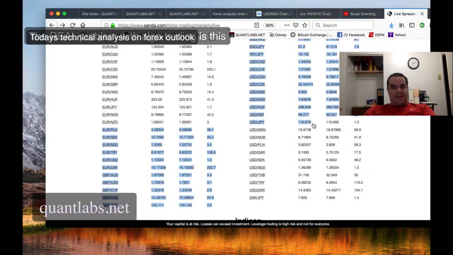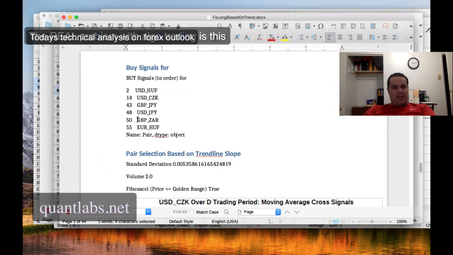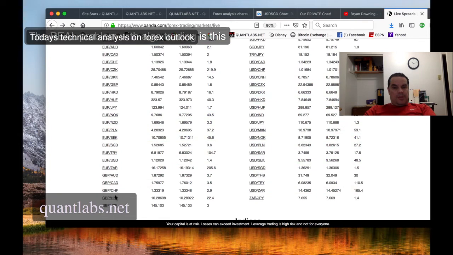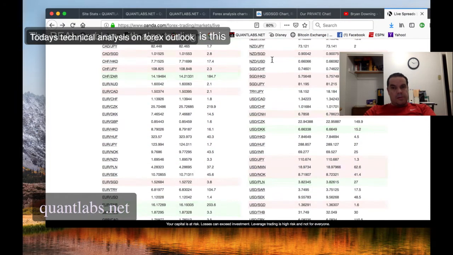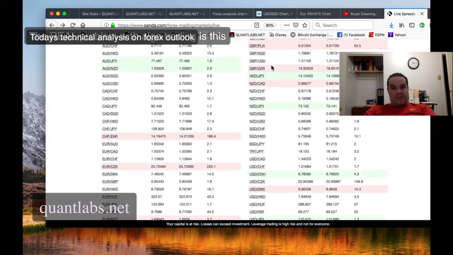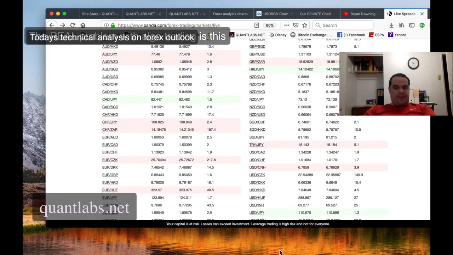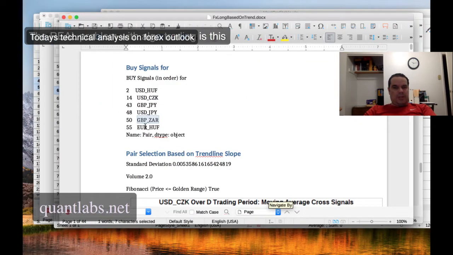Check it out, 110, 110. Again, not feasible. I'm gonna have to update my chart. British pound against the rand. GBP against the rand. That's the South African rand. 18, still not possible, but if there was overnight trading, that might be potential. Euro against the HUF.